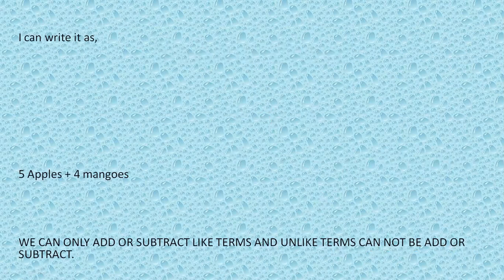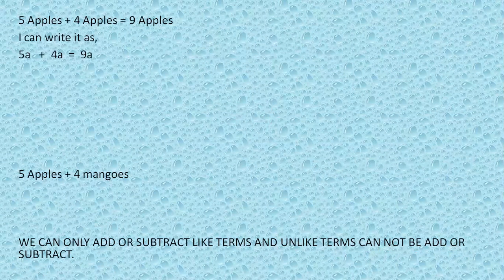Now in this slide, I'll show some examples of addition and subtraction. For example, you have 5 apples and I give you 4 more apples. When I ask the question, how many apples do you have altogether? You will say 9 apples. I can write it as 5a plus 4a, which equals 9a. Here I take the a from these apples, and this a from there, and the answer will be 9a, right?